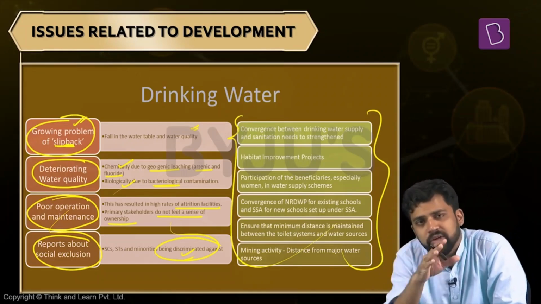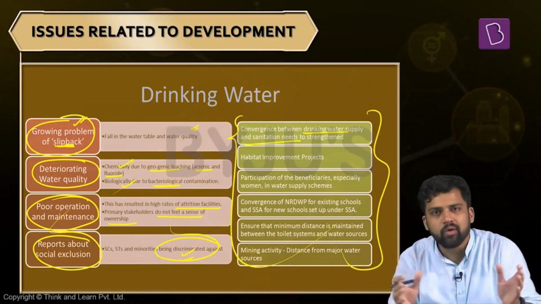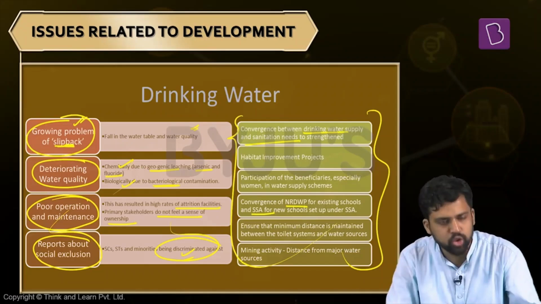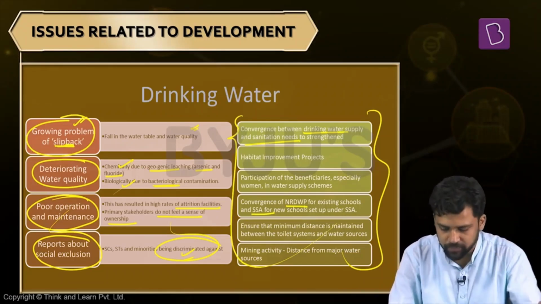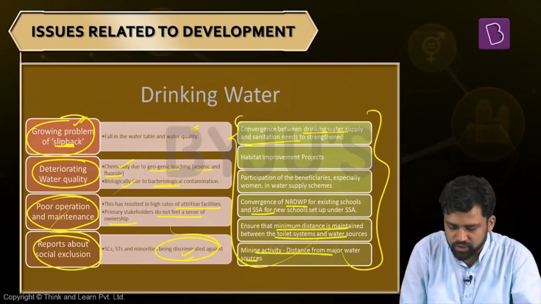Also, you can find out ways by which you can converge this particular scheme with the sanitation projects. You have to ensure that the sanitation projects and the source of drinking water facility are not close to each other, or else contamination can take place. You can also converge the National Rural Drinking Water Project with Sarva Shiksha Abhiyan. That means each and every school should have access to basic drinking water facility. Distance should be maintained between toilet systems and water resources. Distance should also be maintained between areas where mining is taking place and water resources to prevent geogenic leaching.